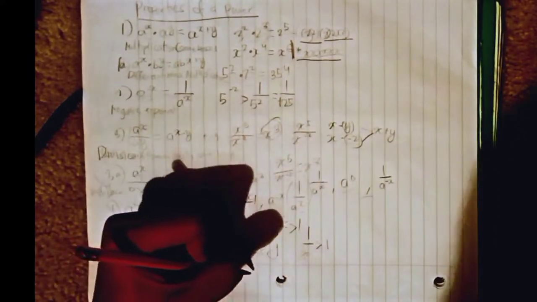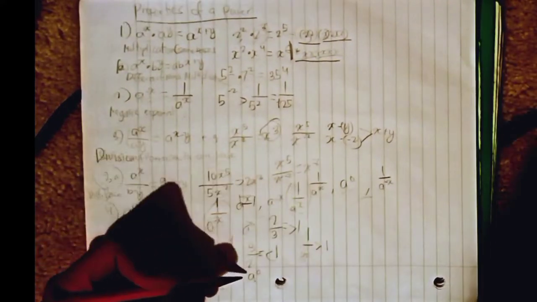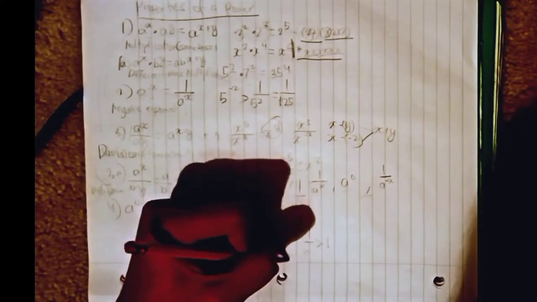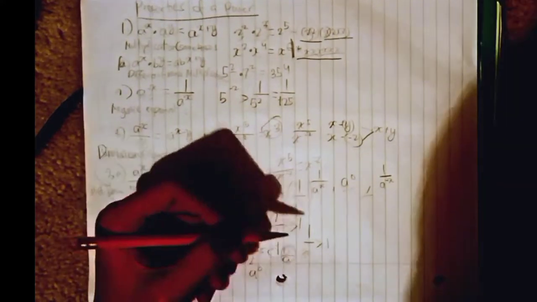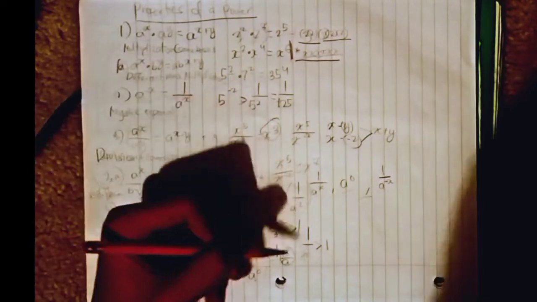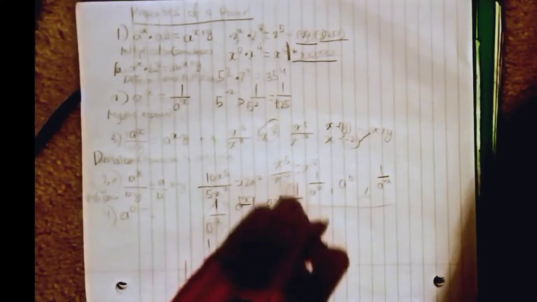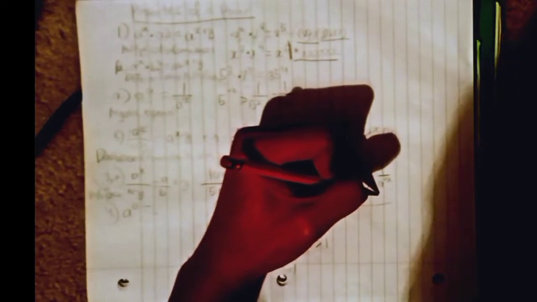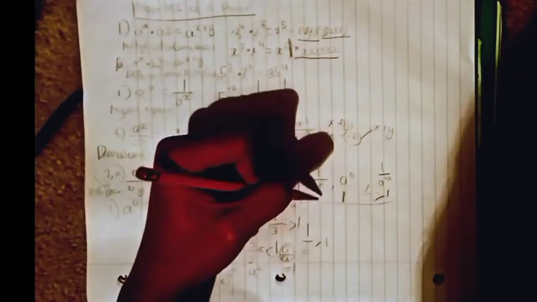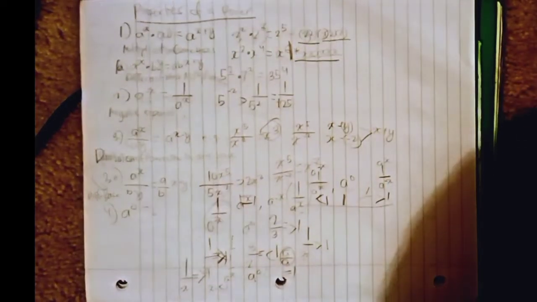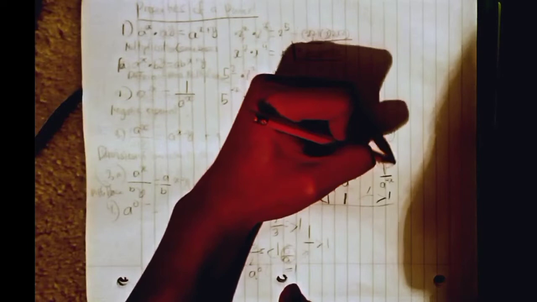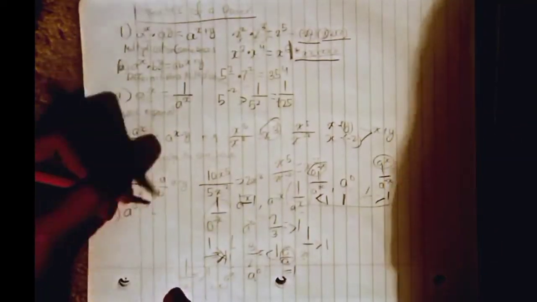Now a to the 0, what we actually mean there is a is being divided by itself, and a number divided by itself will always be 1. That's why I made this thing in here. This will always be 1. This will always be greater than 1, and this would be less than 1. I hope my handwriting is visible. 8 to the 0 is 1.